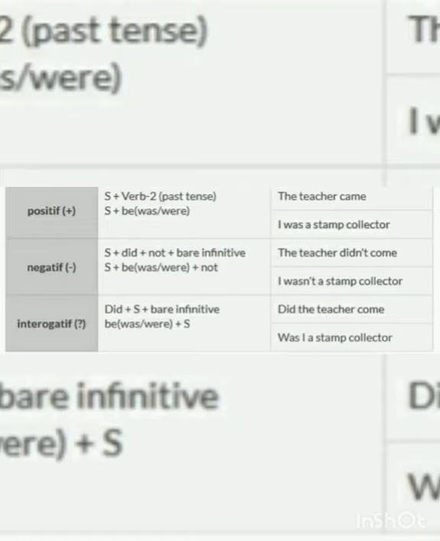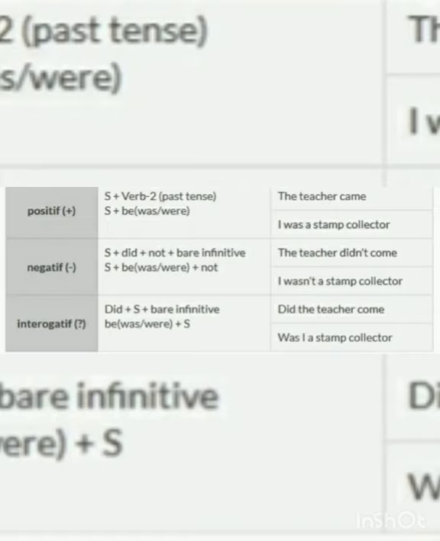So if we want to use the be form of helping verb, first comes a subject and then comes the be form of helping verb. For example, I was a stamp collector. See here, was is working as a helping verb, it is not a main verb. I was a stamp collector. So this is about framing an affirmative sentence.